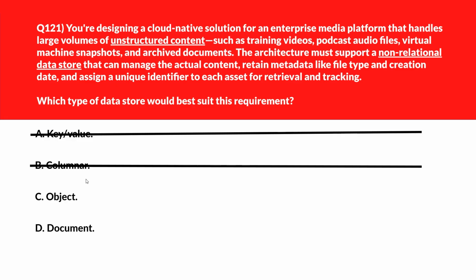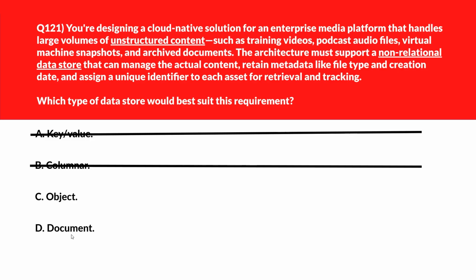C says object. So object store supports unstructured binary data with metadata and unique IDs, making it ideal or perfect for media and disk image storage. Looks good, we can keep it, because if you have used a blob, then objects you might be familiar, where we upload similar kind of content like videos, audio files, right? We can upload this kind of stuff, which is non-relational data store.